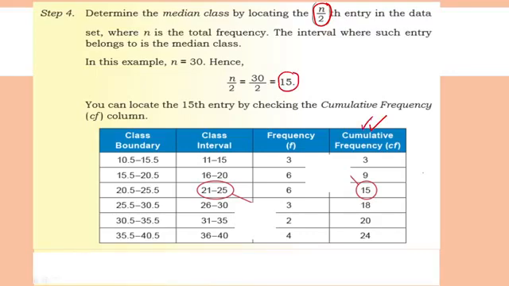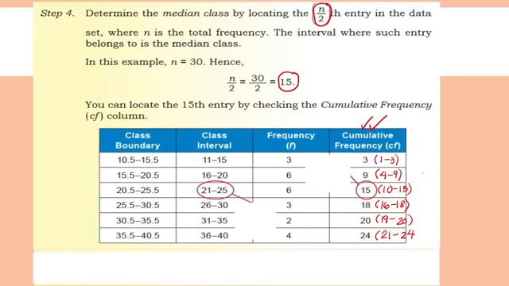Sir, how do you do that? It's so simple. This 3 means 1 to 3. This 9, what is the next number after 3? 4. So, 4 to 9. This is 10 to 15. This is 16 to 18. This is 19 to 20. This is 21 to 24. So, now, my question. Where can we find number 15?